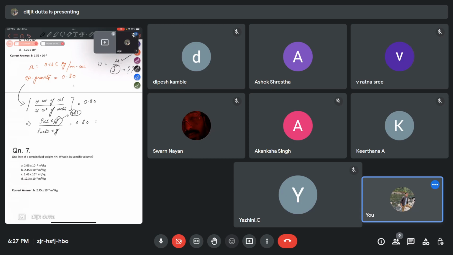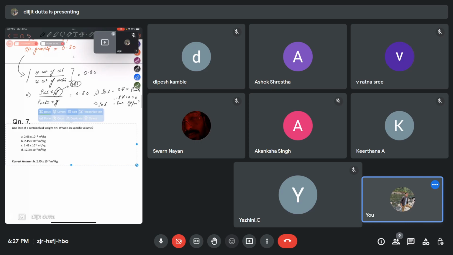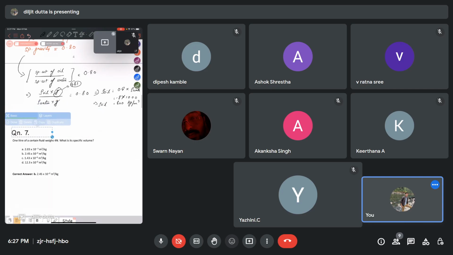So how will you get it? Rho of oil equals 0.8 into rho water, and rho of water is equal to 1000. So it is 800 kg per meter cube. So we have obtained the value of rho of oil.